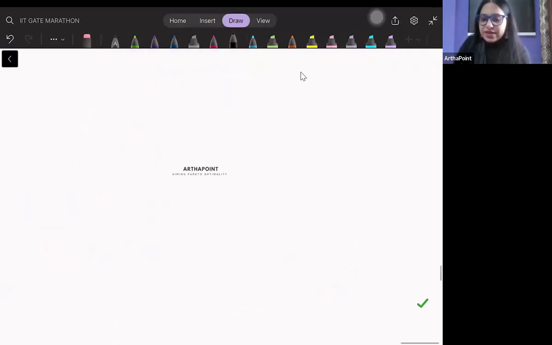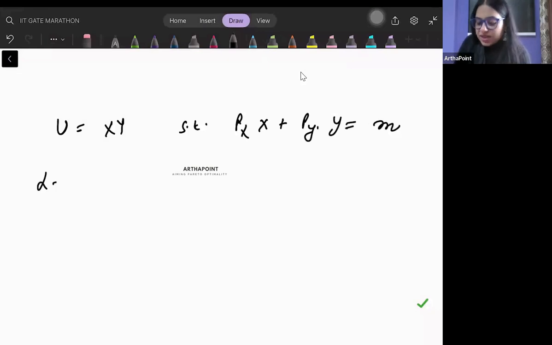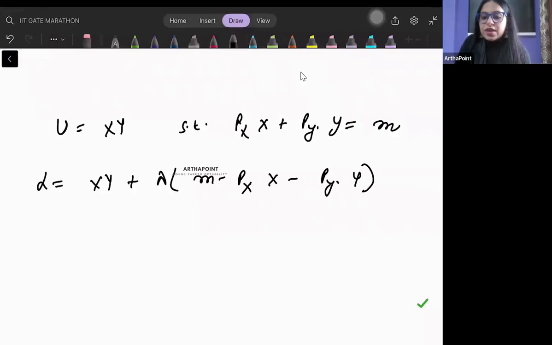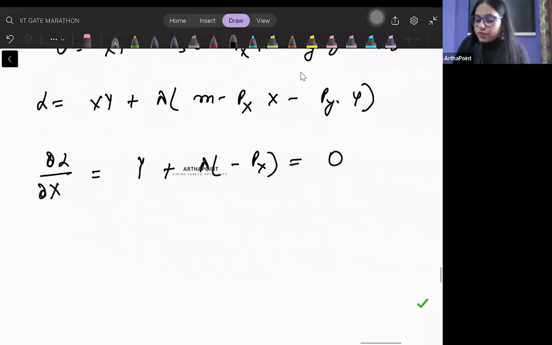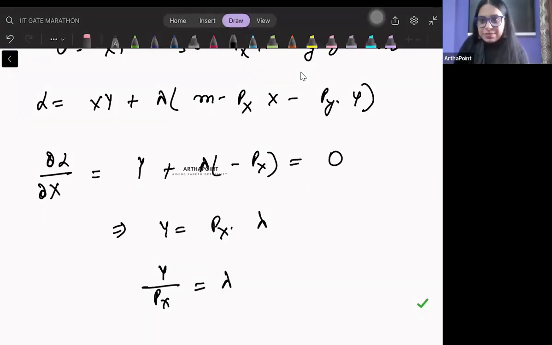And we just assume, so a very simple example, look. Suppose I tell you U is equal to XY and again we take the same budget line, PX into X plus PY into Y is equal to M. I made its Lagrange form, XY plus lambda, M minus PX into X minus PY into Y. Now I am differentiating this with respect to X. What will I get? Y minus lambda PX is equal to 0. So from here I will get Y is equal to PX into lambda, or Y by PX is equal to lambda. I got this.